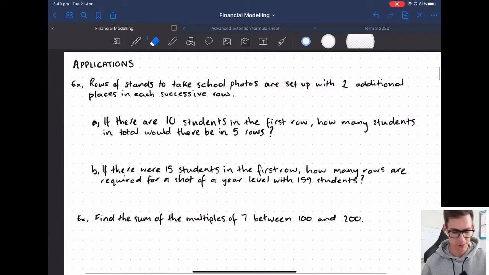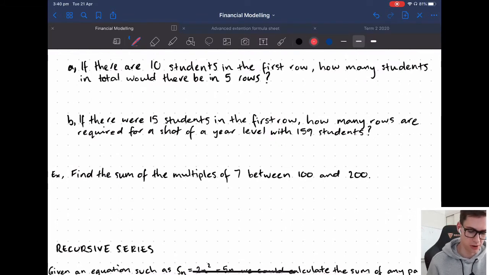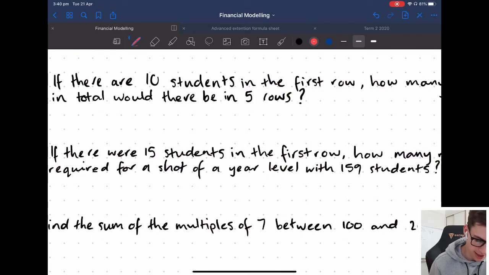All right, so let's do some applications using the arithmetic series formulas. The first one is about rows of stands set up to take school photos. And they are set up with an additional 2 places in each successive row. So as you go back, there's an extra 2 places, that kind of triangle form that we tend to do. So if there are 10 students in the first row, now straight away that should be a clue when we're talking about firsts. That's going to be like our first term in our sequence. So that's going to be our A value.